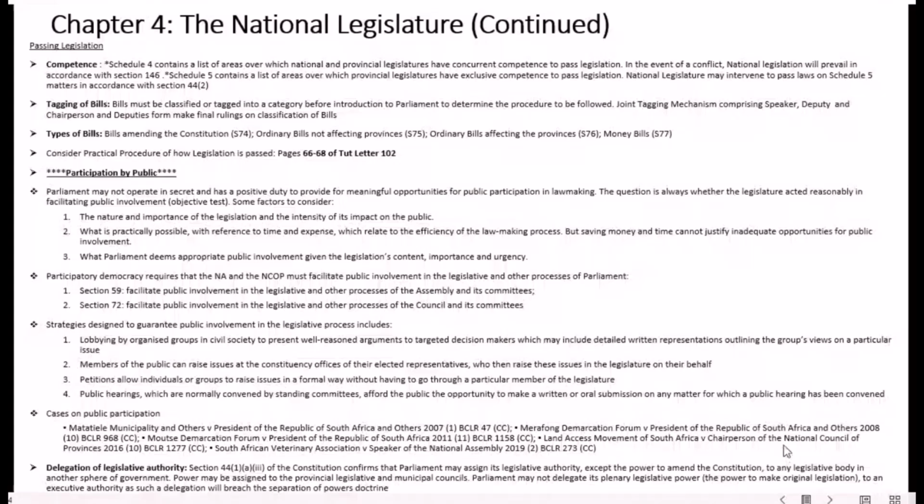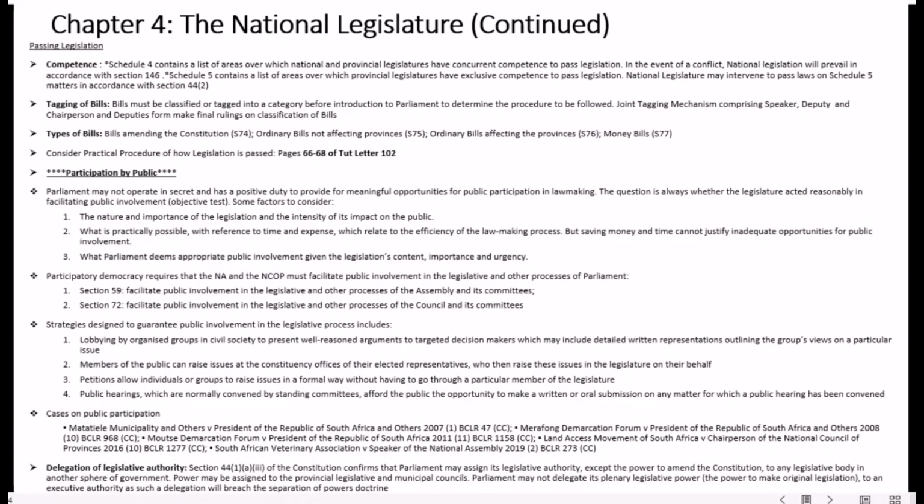Okay, then in terms of passing legislation, colleagues, we have what we refer to as competence. So competence to pass or enact legislation. That just means that it is the ability of a specific sphere of government to actually pass laws. So if you go to Schedule 4, it's right at the end of your constitution, colleagues. It contains a list of areas over which national and provincial legislatures have concurrent competence to pass legislation. So it means that both of them can pass legislation in respect of those specific matters.